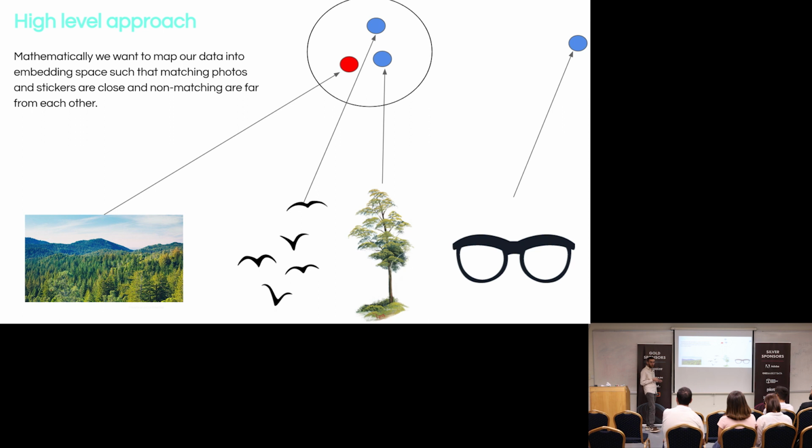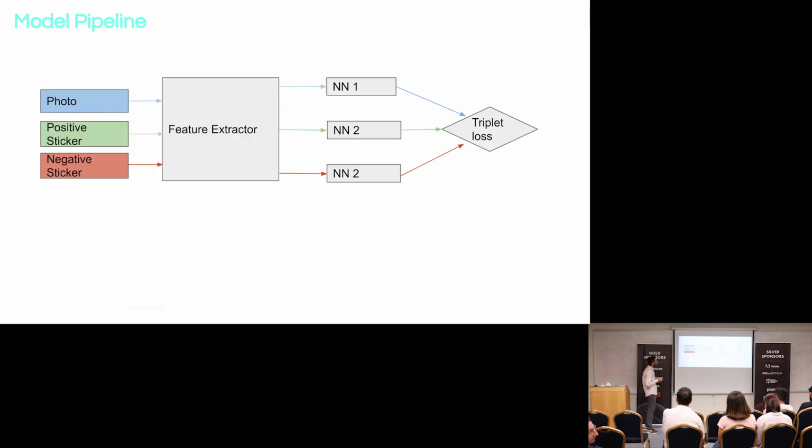And mathematically, what we would like to do, this is the photo. We would like the photo and relevant stickers to the photo to embed, to project them into another space in such a way that they are close, and stickers that are not associated with this image should be further away. This is what we were trying to approach, and this is achieved in machine learning with metric learning approaches. There's contrastive learning, and this is the high-level approach.